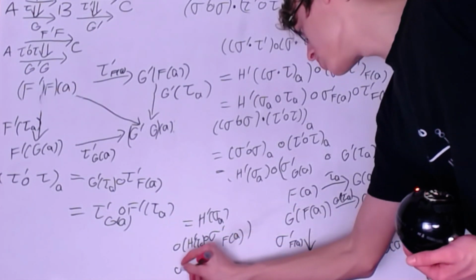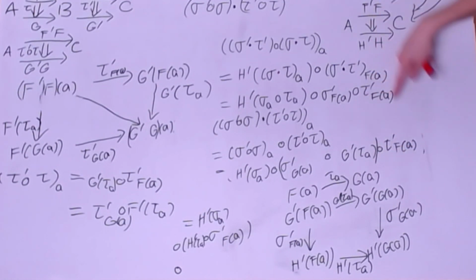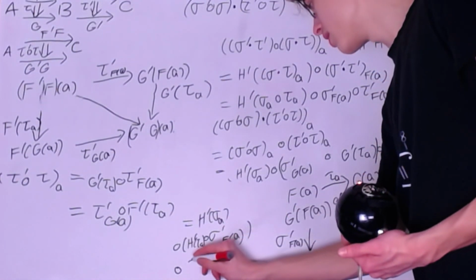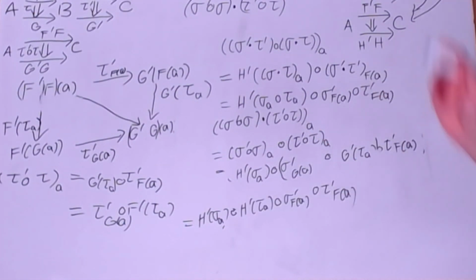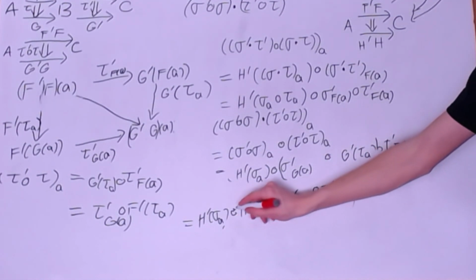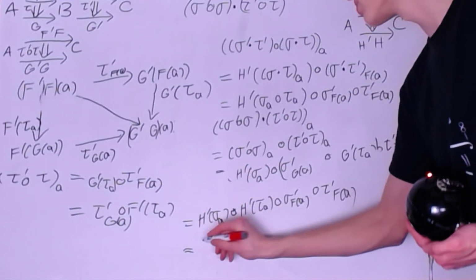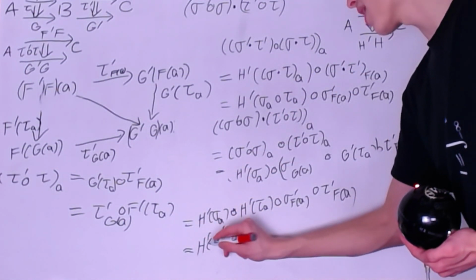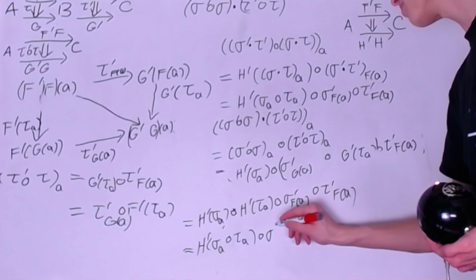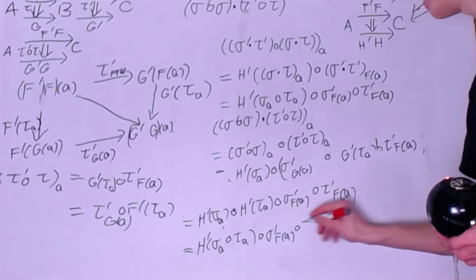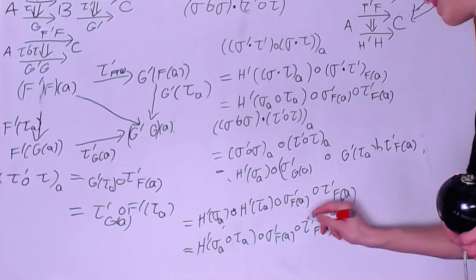All right, then I compose this with, well, what's left? Tau prime at f of A. If I erase some of this stuff so I can write it down, let me write it out better. So this is what we were left with in that diagram. As you can see, this composition right here, because it's a functor, functors preserve composition, I get H prime applied to sigma A, composed tau A, and then composed sigma prime f of A, composed tau prime f of A.